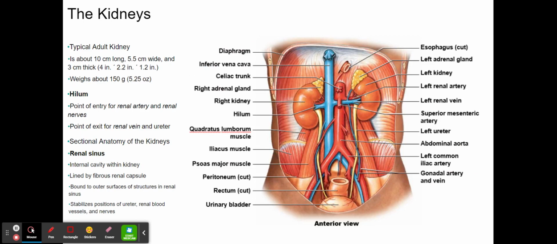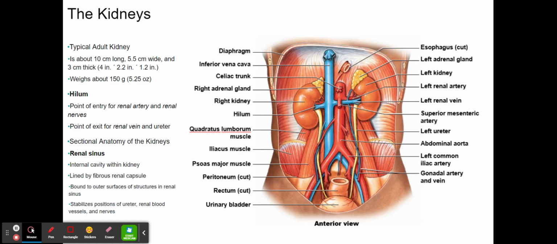A typical adult kidney is reddish-brown and about 10 centimeters long, about 5.5 centimeters wide, and about 3 centimeters thick. Each one weighs about 150 grams. The hilum, which is a prominent medial indentation, is the point of entry for the renal artery and the renal nerves. The hilum is also the point of exit for the renal vein and the ureter.